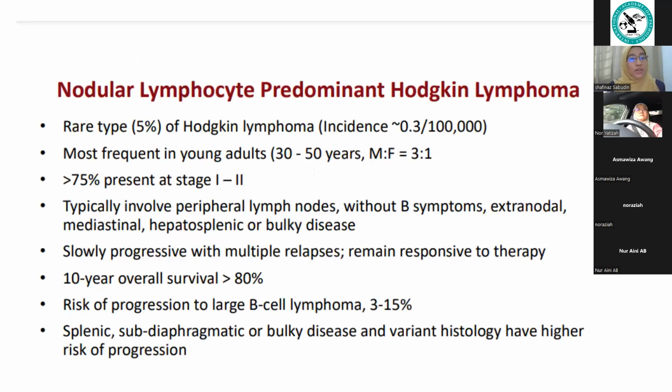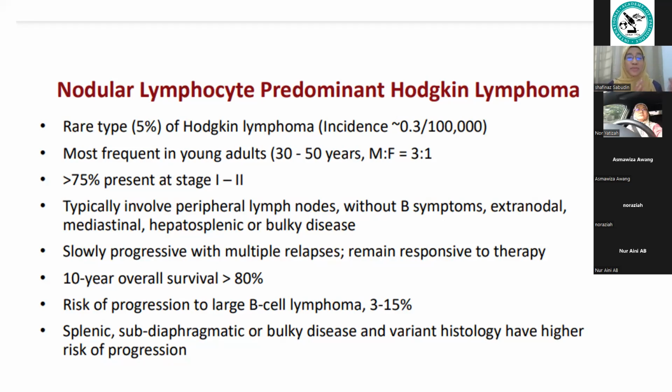Okay, let's start. Nodular lymphocyte predominant Hodgkin lymphoma. This is actually a very rare type of Hodgkin lymphoma. It only accounts for about 5% of total Hodgkin lymphoma cases. Most frequently, it occurs in young adults of 30 to 50 years of age, and usually it's more seen in male patients. Most of the time, more than 75% of patients present at stage 1 to 2 disease, meaning this is a very indolent, low-grade lesion.